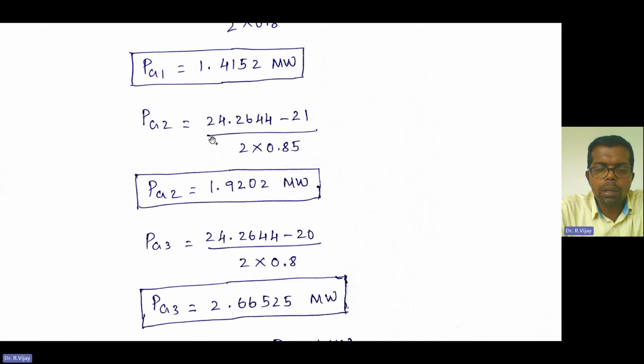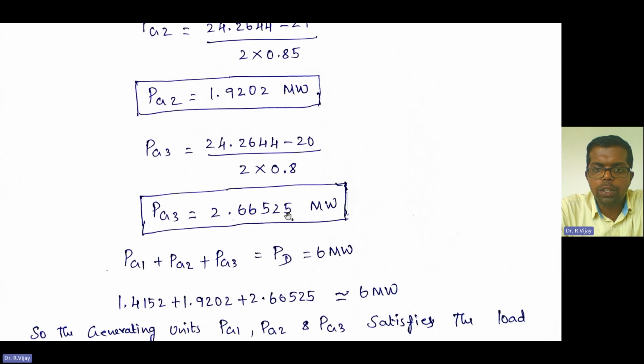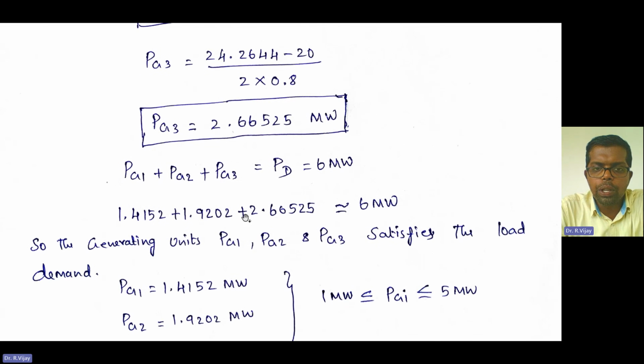So here you need to verify the answer. You got PG1 as 1.4152, PG2 as 1.9202, PG3 as 2.66525 megawatt. So PG1 plus PG2 plus PG3 is equal to PD, that is nothing but 6 megawatt, as given in the problem. You need to add all these values. I'm getting approximately 6 megawatt, that is 6.00 something. So that is approximately equal to 6 megawatt.